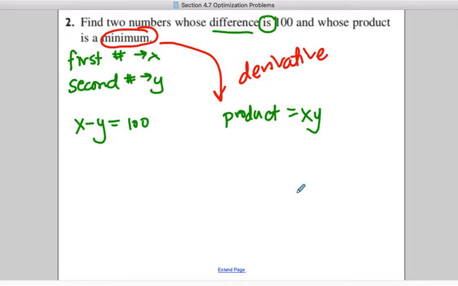So go ahead if you want to pause it and do this one. This is as much as I'm going to talk about on number 2. But solve this for x or y, plug it in here, distribute, and then take the derivative, set it equal to 0. Okay? And that will get you your minimum and maximum for number 2.